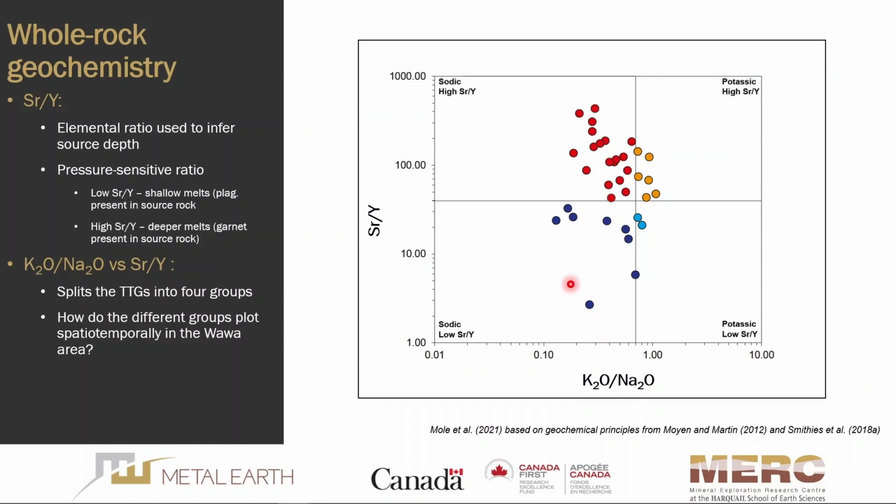And so what we're doing is that we're using these two whole rock geochemistry ratios to split the TTGs into 4 groups, and then continue working on that to try to say something about the source depth for these TTGs. And so what we're interested to figure out is, how do these different groups plot spatiotemporally in the Wawa area? So is there any difference? Because if we're looking at the crustal architecture, we want to see if it evolves through time.